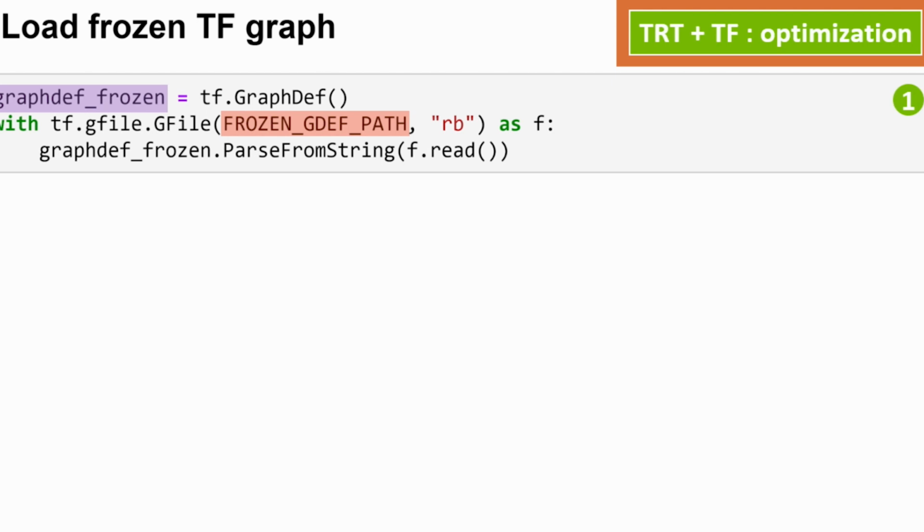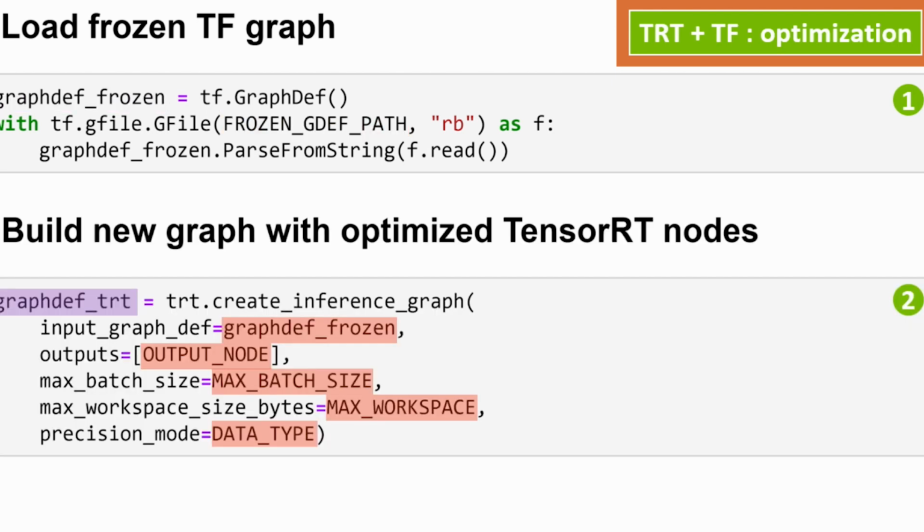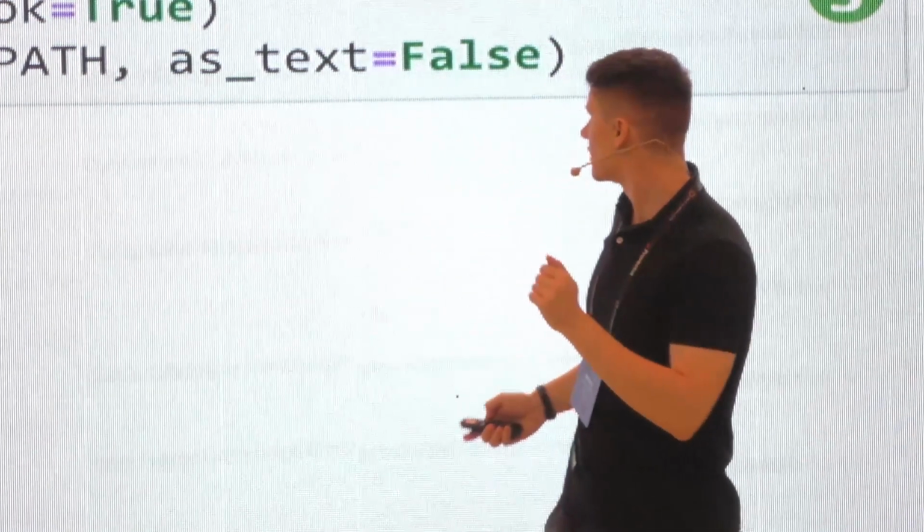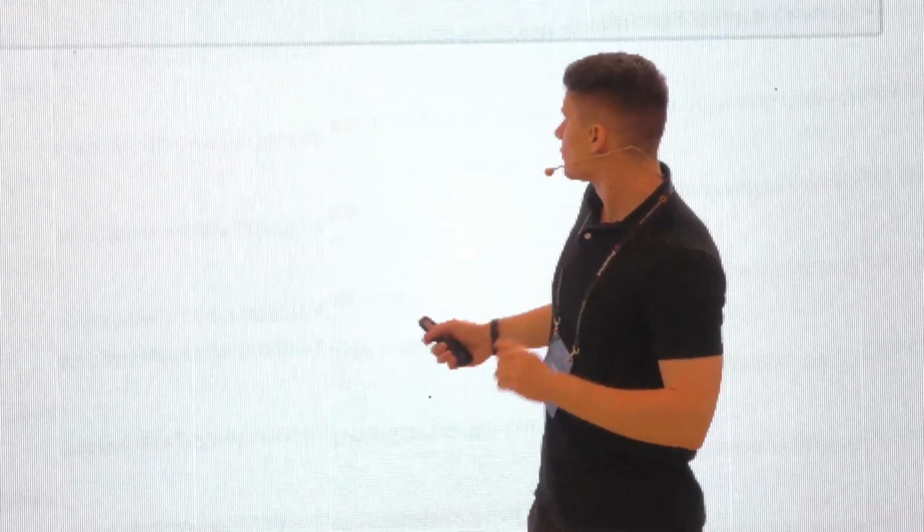You load our frozen graph, which we prepared previously, and then you run the optimization. You pass all those parameters as previously we passed to TensorRT, but currently this is done within TensorFlow. And after the optimization, we will get the same TensorFlow graph, but some of the TensorFlow nodes will be replaced by a single TensorRT optimized node. I'll show you in a minute. Yeah, so here it is.